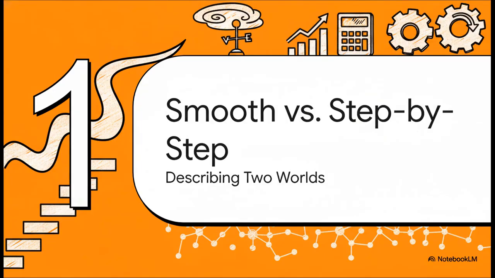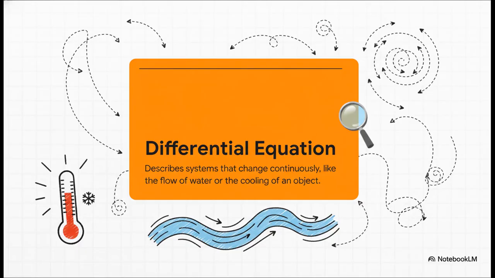All right, so how do we actually describe these two worlds with math? Let's take a look at the actual tools that engineers and scientists use for everything from predicting the weather to figuring out your bank account. For that smooth flowing world, we use something called a differential equation. Now, its whole purpose isn't just to tell you where something is, but to describe the rate it's changing at any single instant. It's the mathematics of things that are in constant motion.